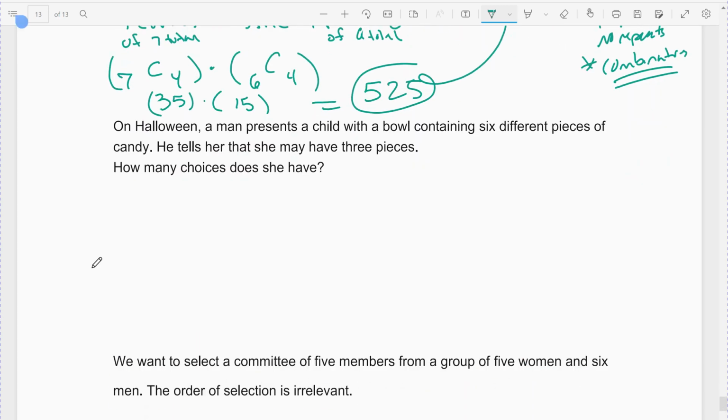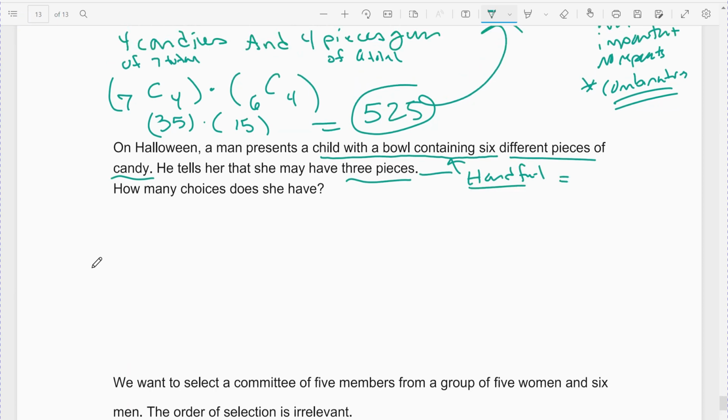The second example, again, you have to read the problem very carefully. He's going to allow the child to pick out of his bowl containing 6 different pieces of candy. So this one only has candy. There's no gum. He tells her she may have 3 pieces. So again, picking out of a bowl means she's selecting a handful, which means combinations, because order cannot be determined. You're reaching in, you're just grabbing 3 at random. You're not pulling out 1 at a time. You're reaching in and grabbing them at random, and so it's the combination case.